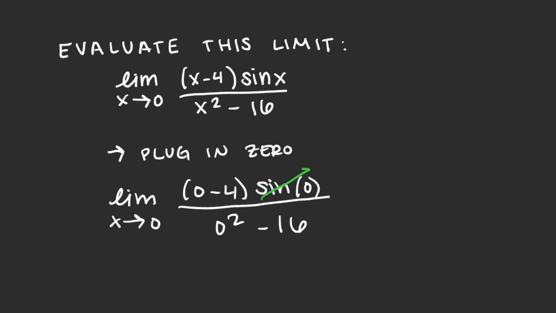So sine 0 will always give us 0. And over here you have 0 minus 4, which would give us negative 4, but times that 0, we would get 0. And on the bottom, 0 squared would give us 0, minus 16 would leave us with negative 16. And 0 divided by negative 16 would give us 0. So that would be our final answer.